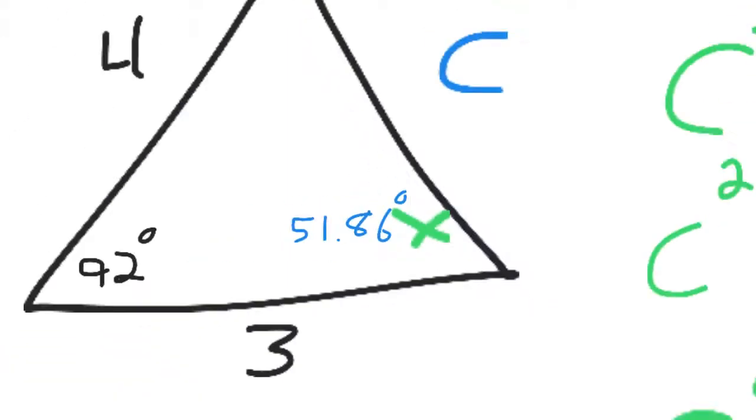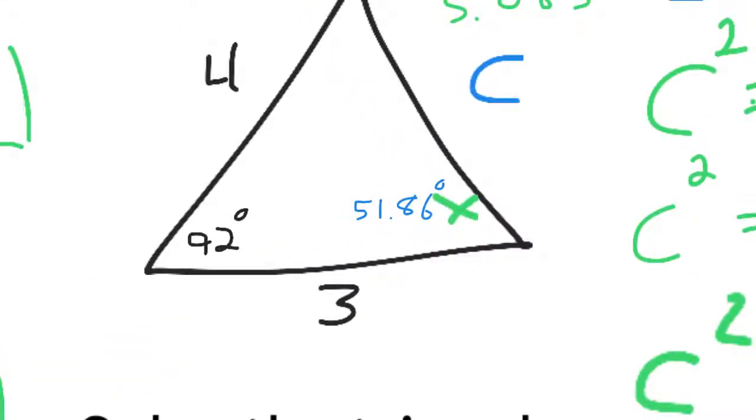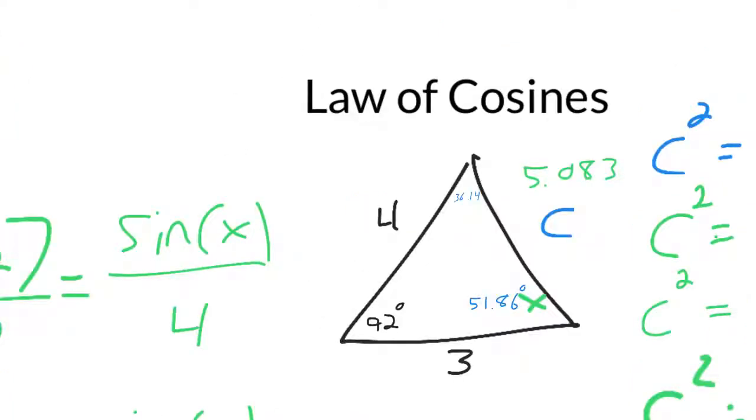So there, we finally found out another degree. This is 51.85 degrees. I said x, but I meant degrees. So that's how many degrees that is, and then you can find out this other degree by saying it's 180 degrees for a triangle. So take 180 minus 92, and then minus 51.86. And there we go. Now we've solved the triangle.